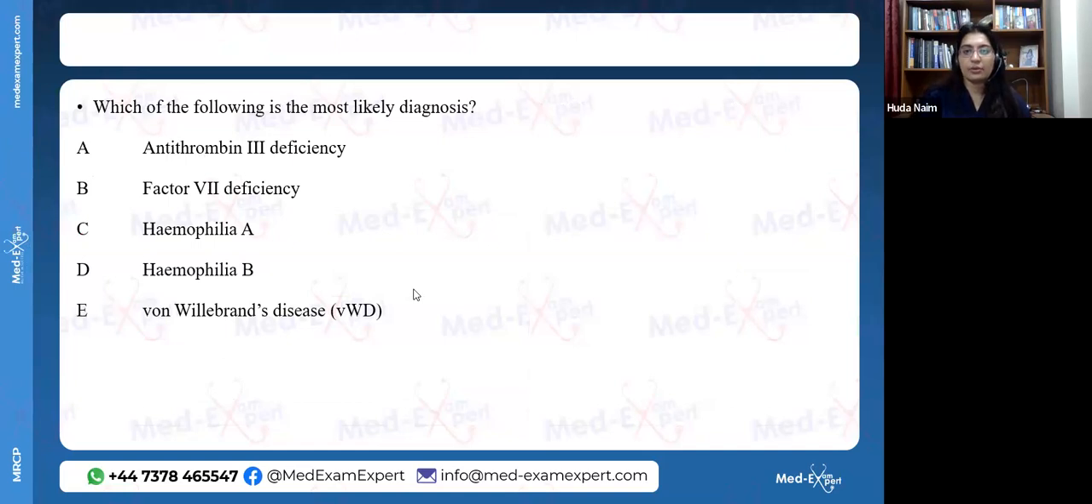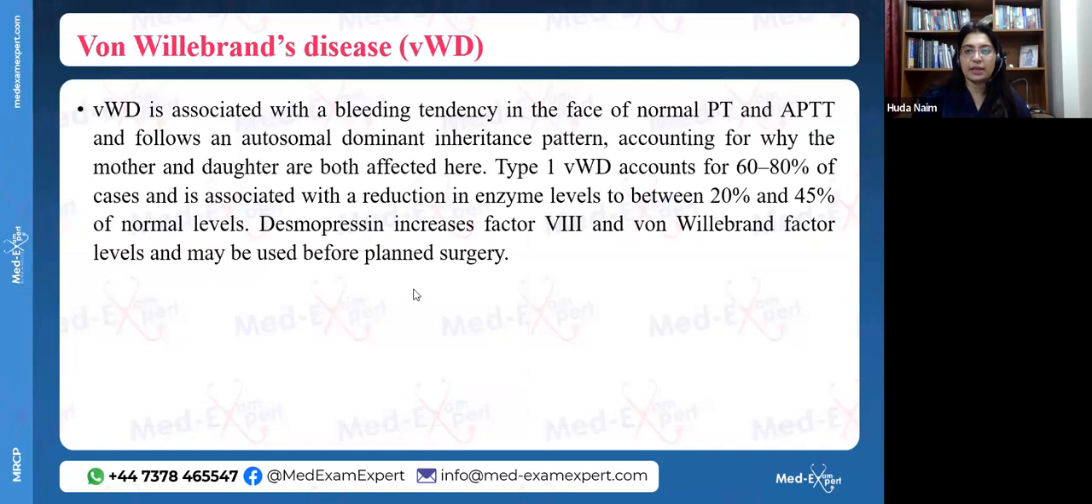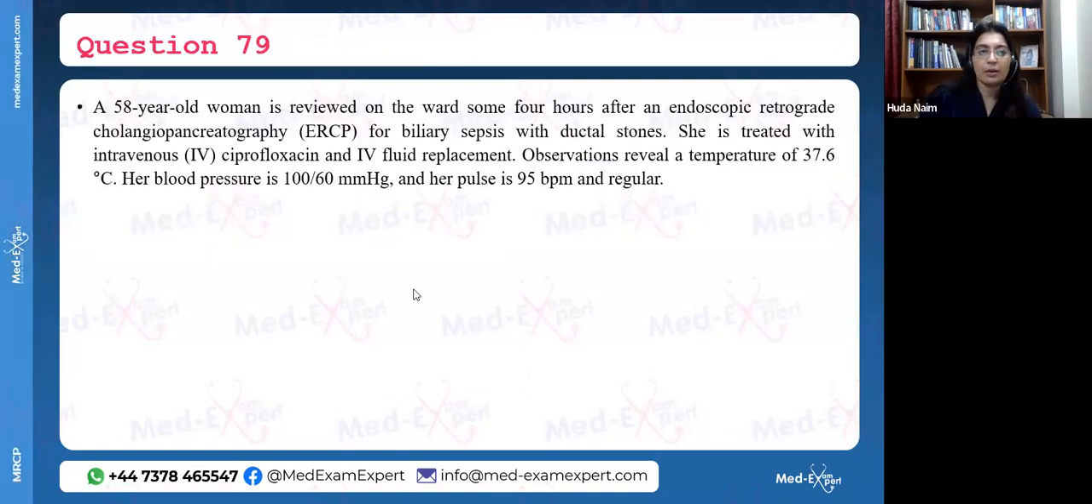Very good. So yes, it's von Willebrand disease where you have bleeding tendency. It's an autosomal dominant pattern. Very important if they tell you that the mother and the daughter are suffering from the same disease. And what will you do to manage them? You would be giving them desmopressin, and it will help them before any surgery or any procedure, dental procedure, or anything that takes place. Okay, very good. Okay, the next one.